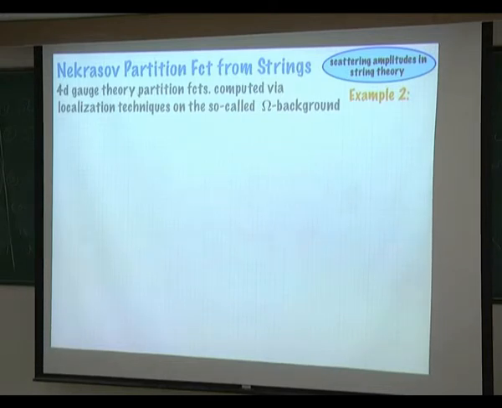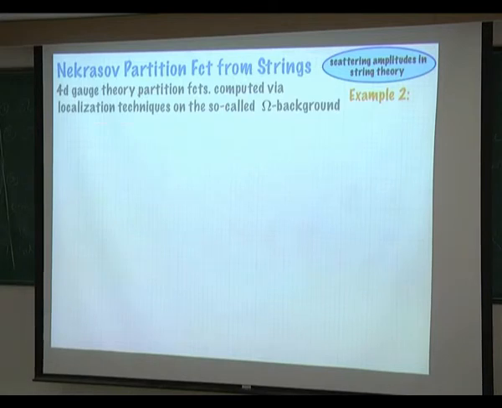Along the spirit of that, I want to show you a slightly other example, which is not exactly along the lines of examples I discussed before, but just to show you that this idea of partition functions works indeed out, which is getting the Nekrasov partition function from string theory. So the four-dimensional gauge theory partition function without mass deformation.